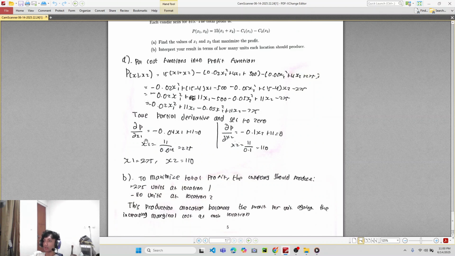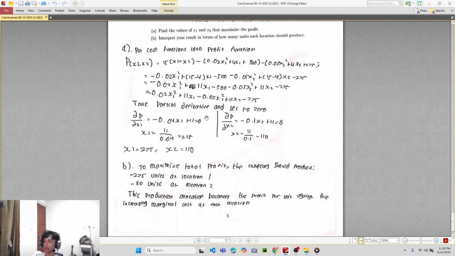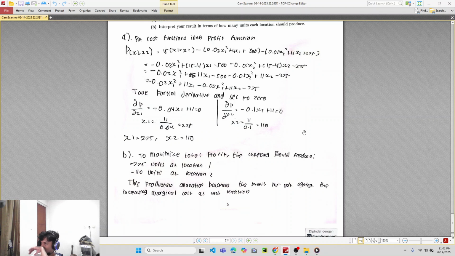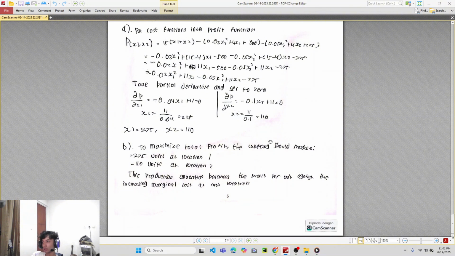The partial derivative of P with respect to x1 is negative 0.04 x1 plus 11, equal to 0. So x1 is 11 over 0.04, which is 275. Then the partial derivative of P with respect to x2 is negative 0.1 x2 plus 11, equal to 0. So x2 is 11 over 0.1, which is 110. So x1 is 275 and x2 is 110.